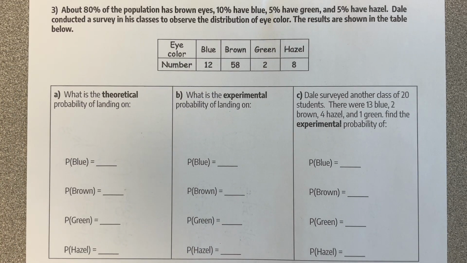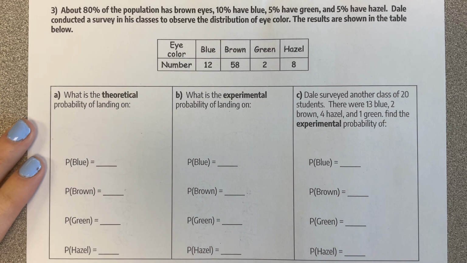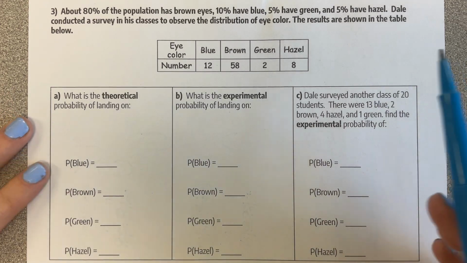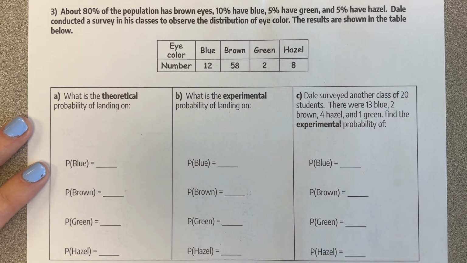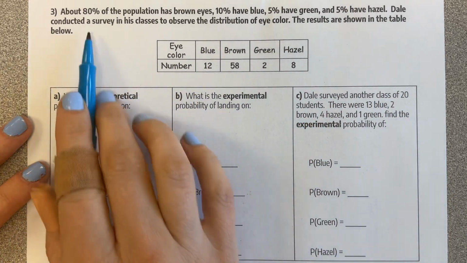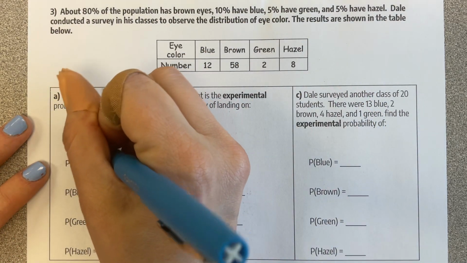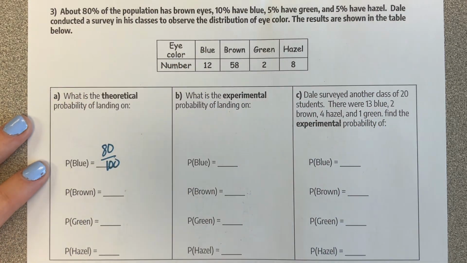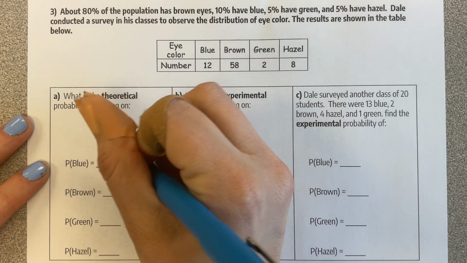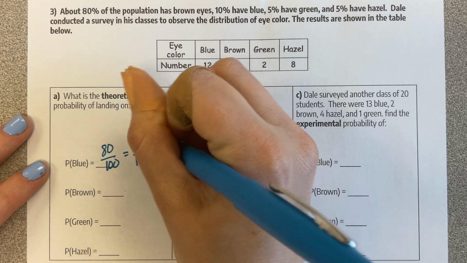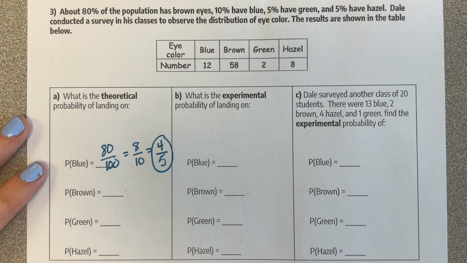All right, number 3, about 80% of the population has brown eyes, 10% have blue, 5% have green, and 5% have hazel. Dale conducted a survey in his classes to observe the distribution of eye color. The results are shown in the table below. So, theoretically, we're going to use these percentages that they tell us about the population. 80% of the population, 80 out of 100, which equals 8 out of 10, or simplifying that further, 4 out of 5.